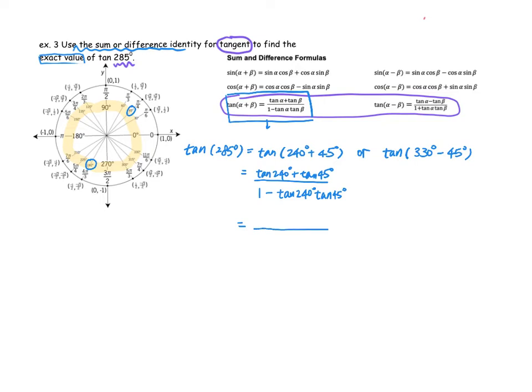Make sure you remember on the unit circle, what is a tangent? You know that cosine is x, sine is y, tangent is y over x. So for 240, you will have negative radical 3 over 2 divided by negative 1 half, plus tangent 45, radical 2 over 2 over radical 2 over 2, divided by 1 minus negative radical 3 over 2 over negative 1 half, times radical 2 over 2 divided by radical 2 over 2.